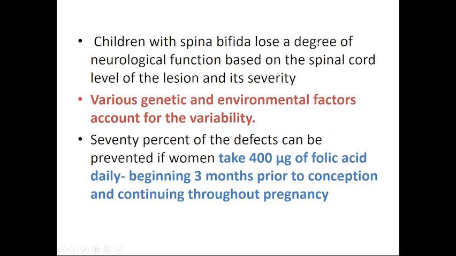Children with spina bifida lose a degree of neurological function based on the spinal cord lesion and the severity. Various genetic and environmental factors account for this variability. 70% of the defects can be prevented. That is the neural tube defects. Women take 400 microgram of folic acid before they start to plan a family because it is said to prevent the neural tube defect. So the prevention can be done by taking 400 microgram of folic acid beginning 3 months prior to conception and continuing throughout pregnancy because that prevents the neural tube defects.